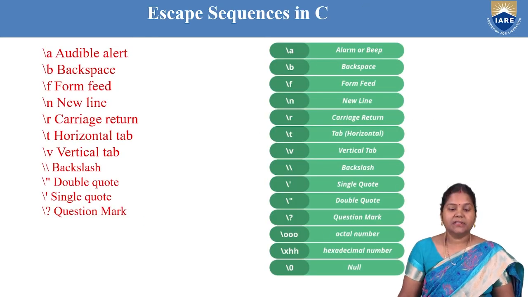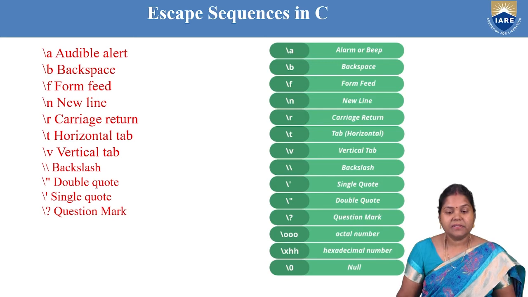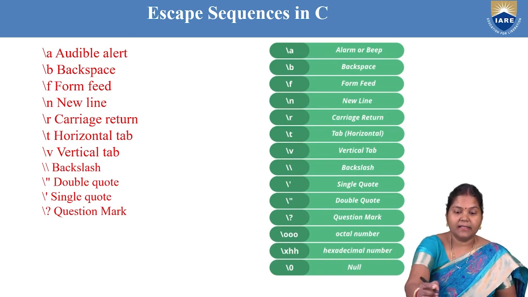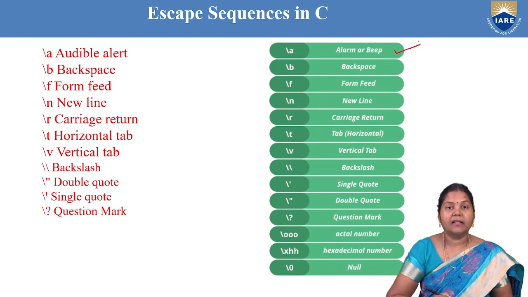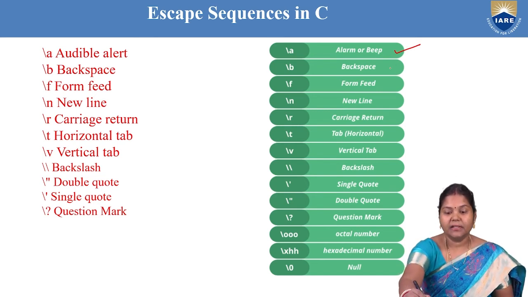Next question is related to the escape sequences in C language. So what are the different escape sequences? There are a number of escape sequences which begin with backslash. Backslash a is for audible alert, that is for an alarm or beep sound. Backslash b you can use for backspace. Backslash f for form feed. Backslash n for new line.